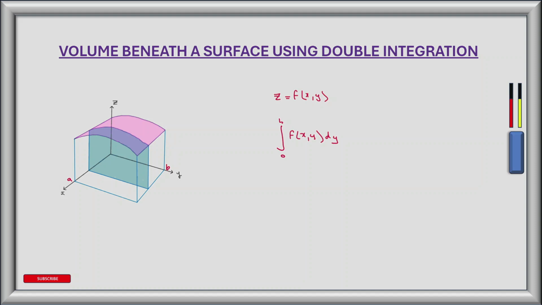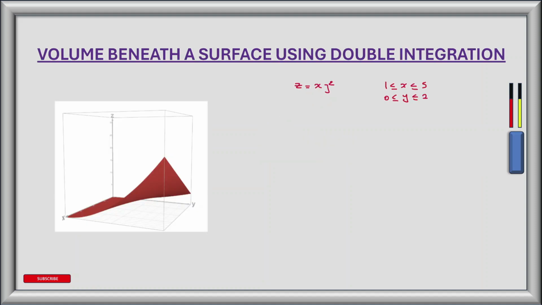If I then integrate from 0 to a along the x-axis, this will add up all those slices of area to give me the total volume under the curved surface indicated by the pink area. Now let's look at a real example.